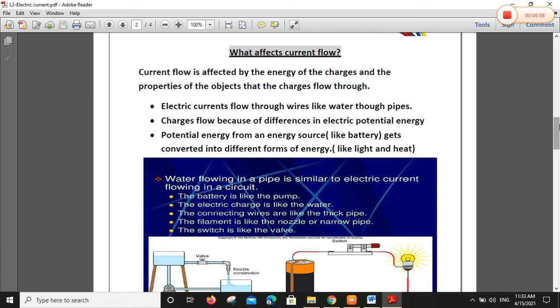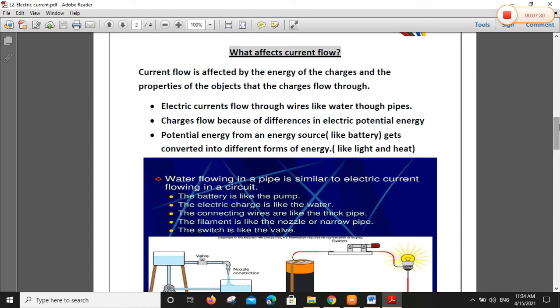Okay, the charge flows through the wire, so I need to know the properties of the wire. Is the wire wide, is the wire thin, is the wire long, is the wire a good conductor or an insulator, what is the material of the wire, is the wire hot or cold? Yes. So the current flow is affected by the energy of charges and the properties of the object that the charges flow through. Number one, electric current flows through a wire like water through pipes.